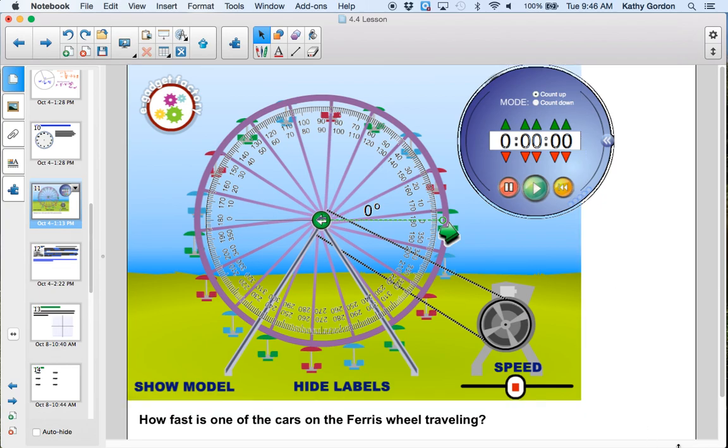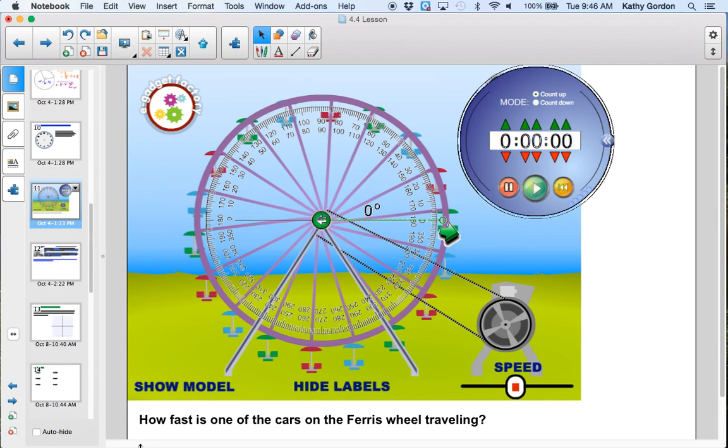Okay, so what we've got going on here is a model Ferris wheel, and I have overlaid it with a circular compass, so that we can see what kind of rotation we're talking about. When we talk about things that are rotating like this, going around in a circle, there are two different kinds of speed that we can talk about. Anybody know what they are? Linear and angular. Yeah. So rotational speed would be angular speed, and then linear speed.